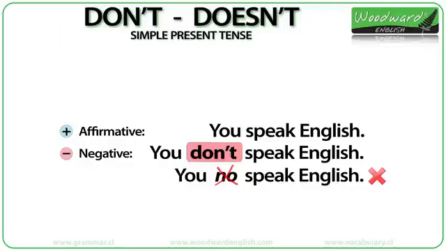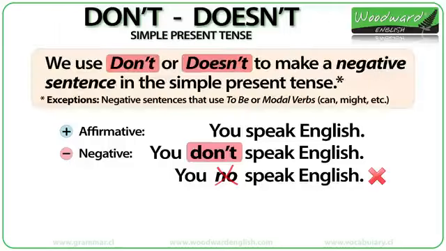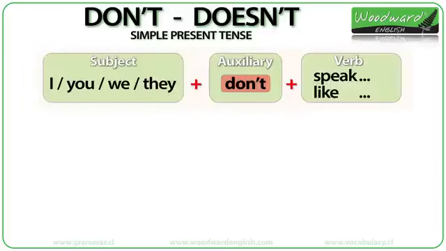This is correct. We normally use don't or doesn't to make a negative sentence in the simple present tense. Let's look at the difference between don't and doesn't. We use don't when the subject is I, you, we, or they. We add don't between the subject and the verb.